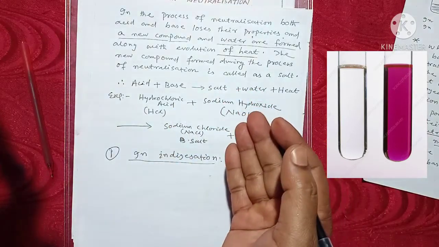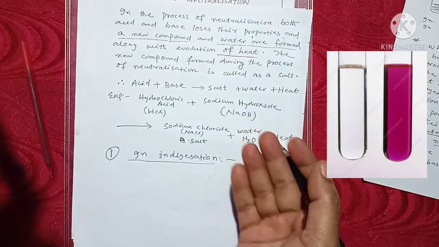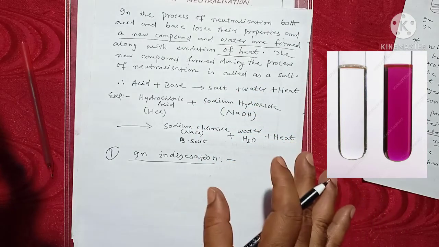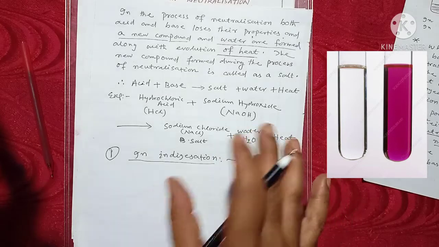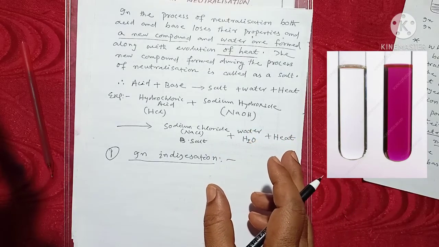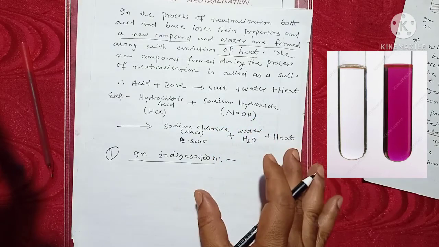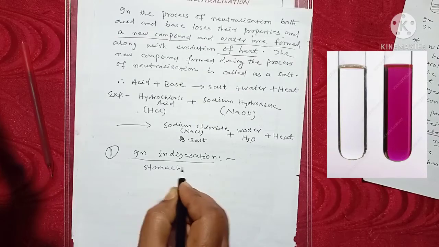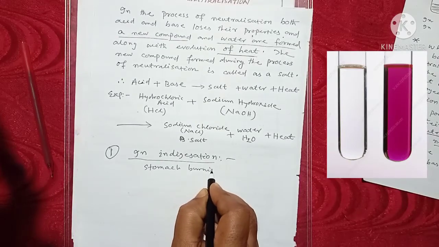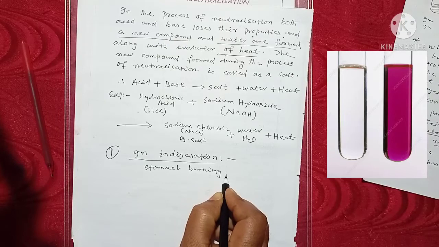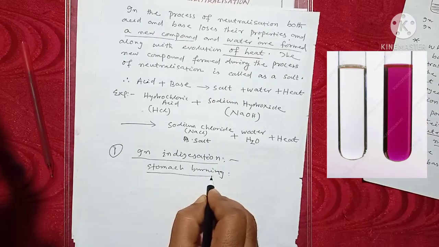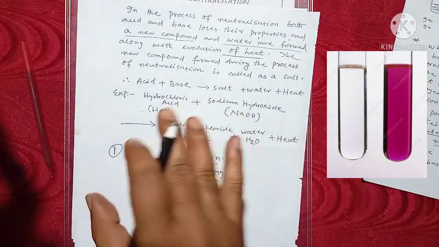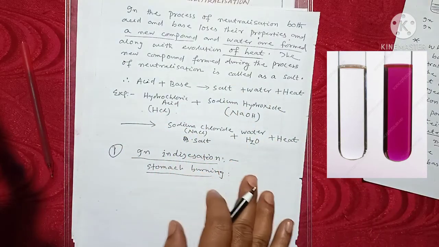When hydrochloric acid present in the stomach gets imbalanced due to overeating, too much acid in the stomach causes indigestion and we suffer from stomach burning. So at that time, in order to neutralize this, we have to take a base so that the effect of the hydrochloric acid will be reduced.